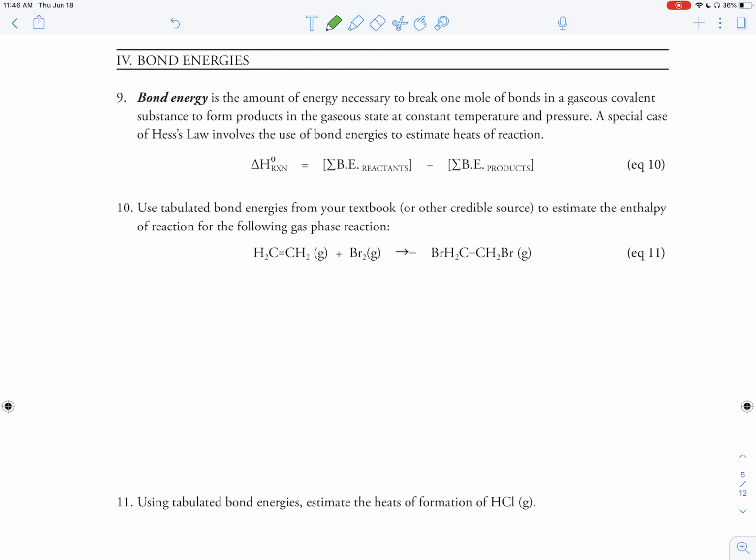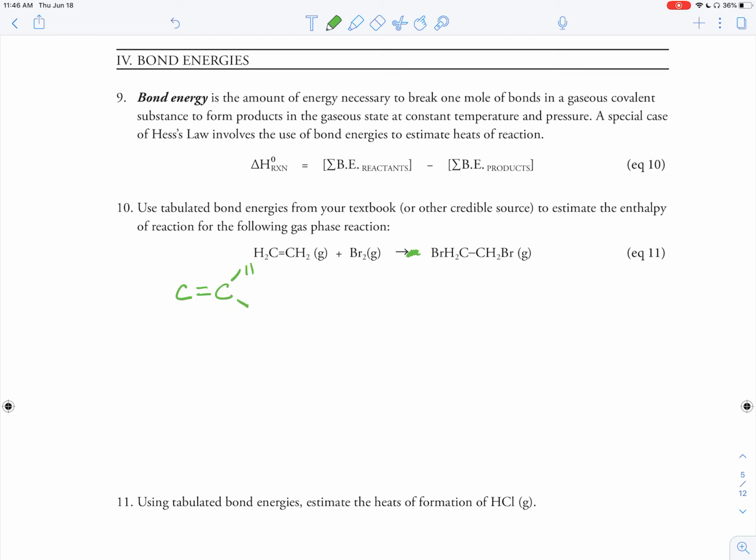And so it's as simple as subtracting the sum of the bond energies associated with every bond of any of the product's molecules from the sum of the bond energies of the reactants. To do that for this particular problem, there's a little bit of a typo there, so forget that. You need to draw this substance.